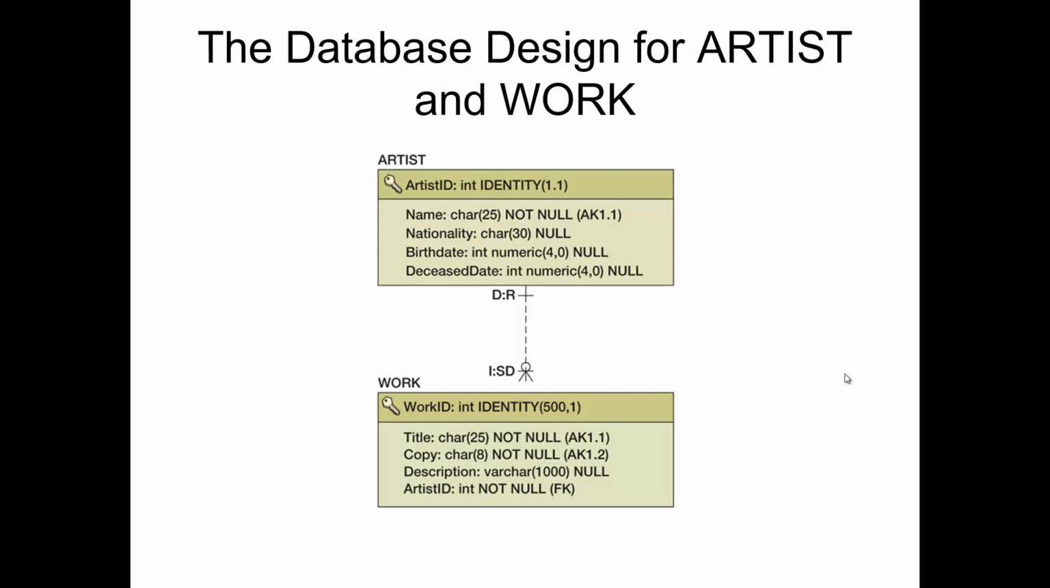Birth date and deceased date can be changed to date, or we can leave it as number if we are looking for just the year. If we are looking for the day, the month, and the year, then we'll change it to date. If we are looking for just the year, we'll keep it as number. The same will be applied to the work table, where we can look also at the different columns, the data types, and the size. And then the null and not null constraints also will be included or can be added to the code.